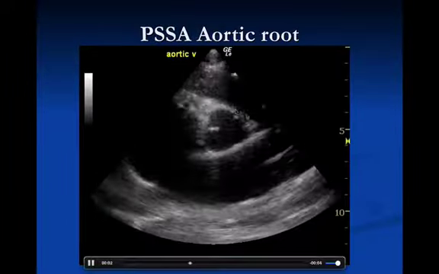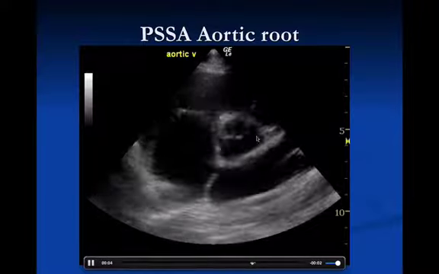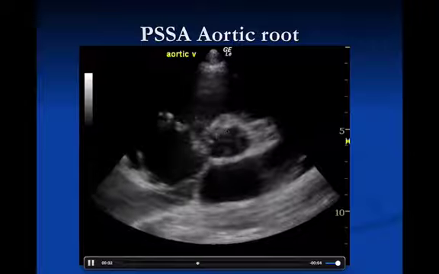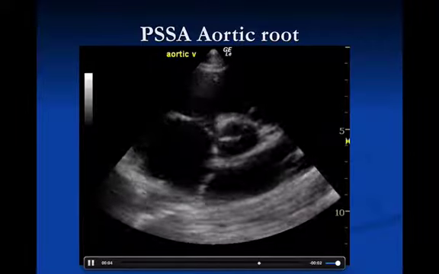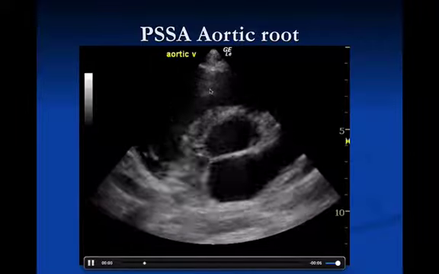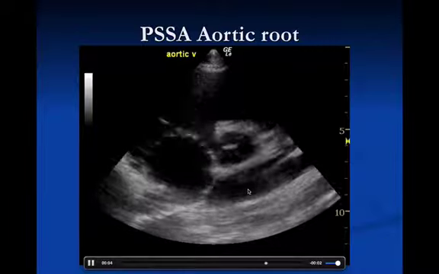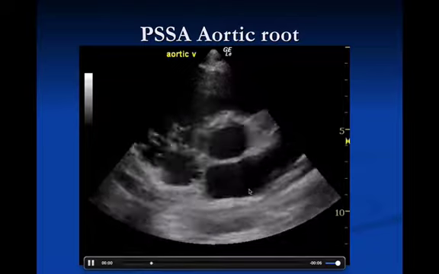Here is a short axis view of the aortic root. We can see the Mercedes-Benz sign at the aortic root. Above that, we see the right ventricle, the right atrium, and the left atrium here below the aortic root.